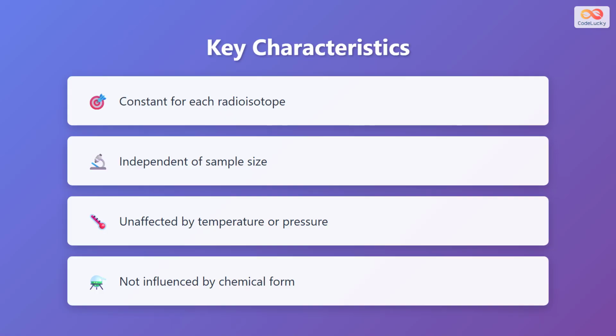Third, it is unaffected by temperature or pressure. Unlike chemical reactions, radioactive decay cannot be sped up or slowed down by changing these conditions. Finally, it is not influenced by the chemical form of the element, whether it is pure metal, part of a compound, or dissolved in solution.